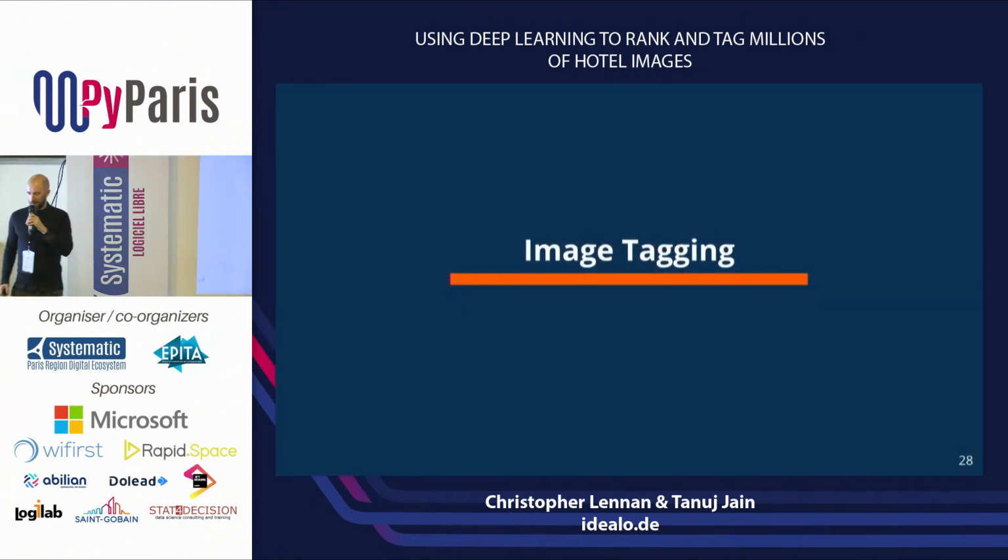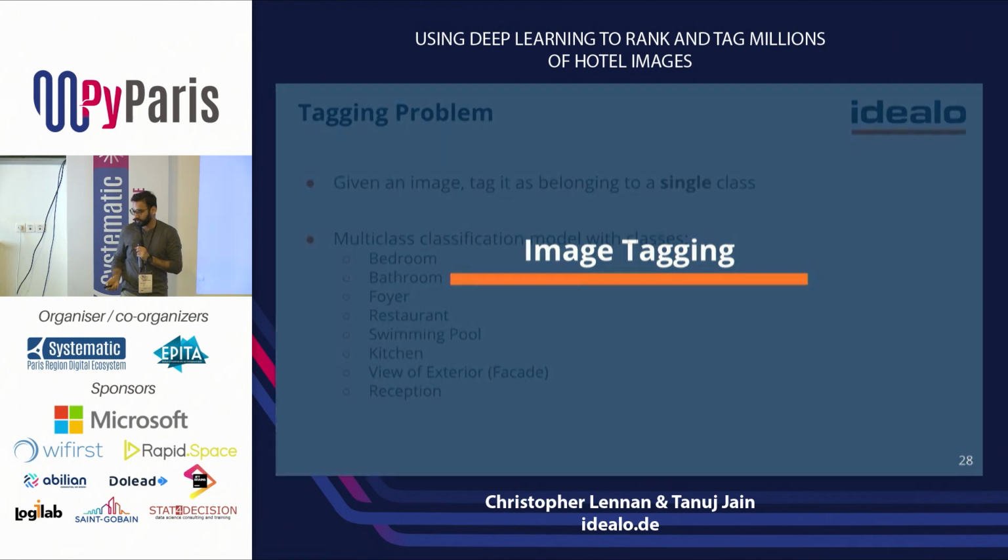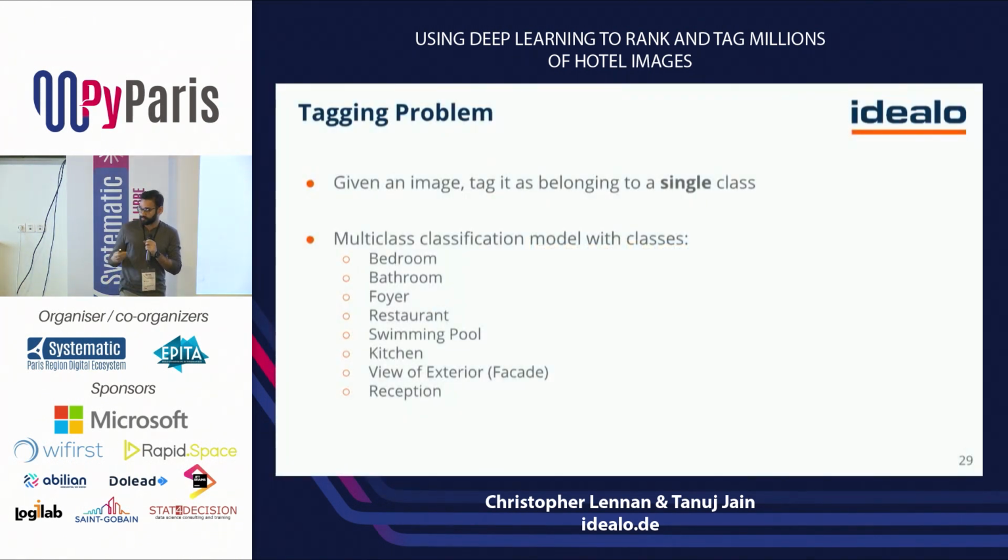Tanuj will continue. So now I present how we solve the first problem, which is that of tagging. Again, the formal definition of the problem is we are given an image, and we want to say that this image comes from this one single area. And for this iteration, we have a bunch of labels: bedroom, bathroom, and the usual labels that you have with restaurants.